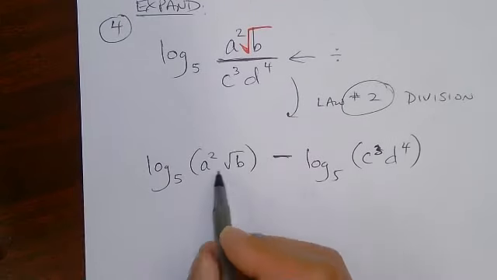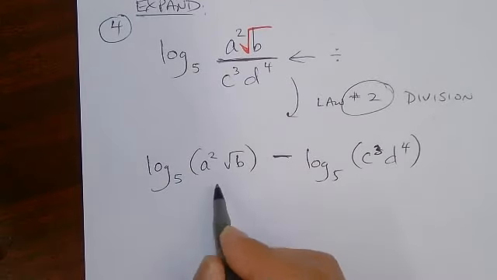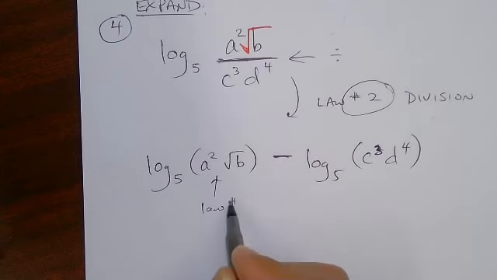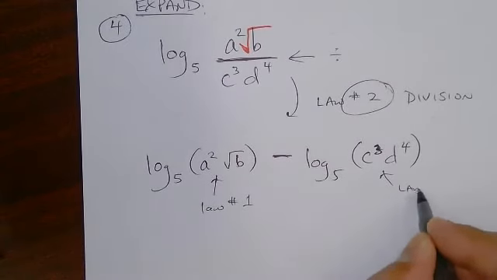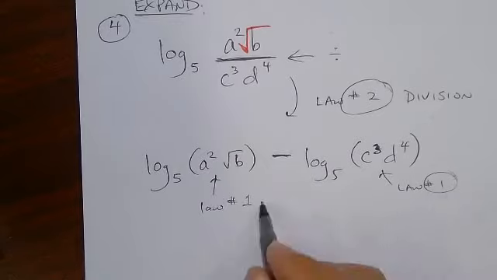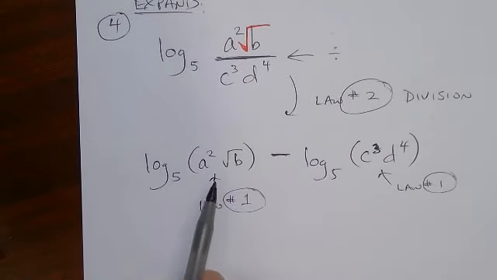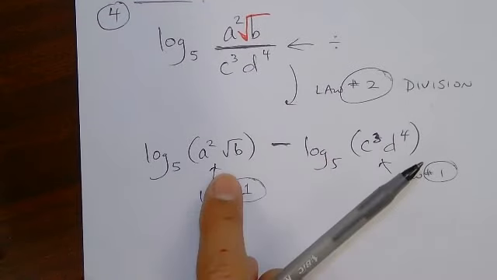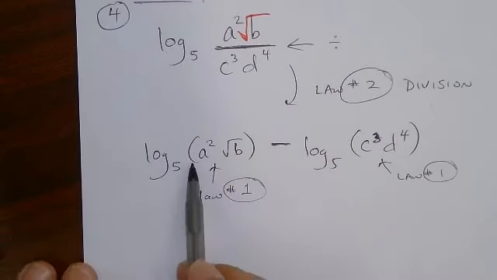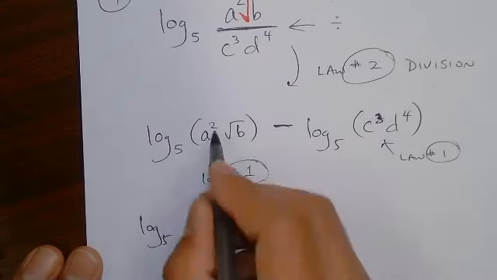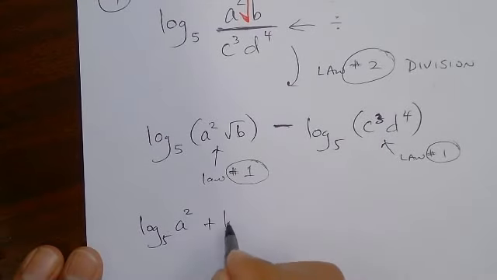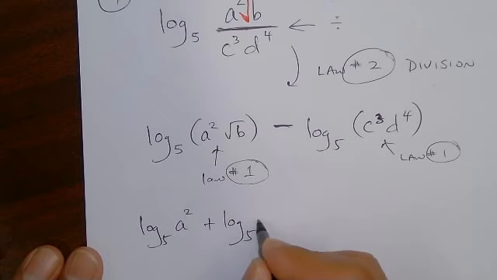And then isn't this a multiplication when they're like that together? So that's a product. Isn't this law number 1? Yeah, it is. And isn't this one also law number 1? Oh yeah, it is. So these are going to be multiplied. What does multiply mean in the world of exponents and logarithms? It doesn't mean multiply. It means add. So when I expand this one, that would be log 5 of the first one, which is a squared, plus log 5 of what? The square root of b.